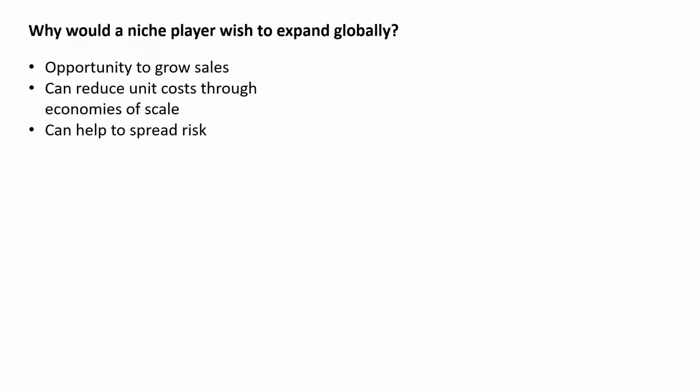And perhaps importantly, we said earlier that one of the problems of being in a niche is that you tend to have higher unit costs because you can't exploit economies of scale. But actually, if you were to expand globally and still target that same niche across many different markets, perhaps there would be an element that you can benefit from economies of scale. And also you're more diversified across a range of different countries, so it enables you to help spread risk.